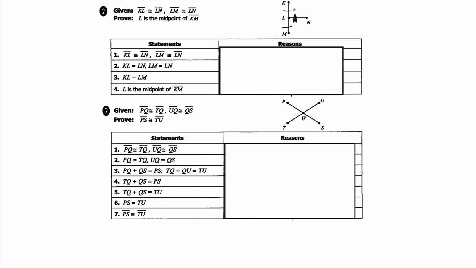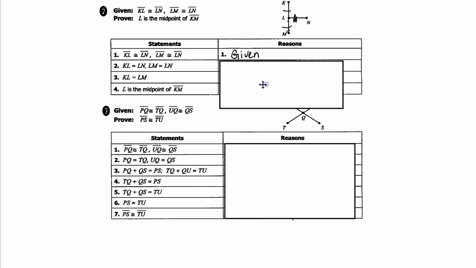It says L is the midpoint of KM. Well, why would L be the midpoint of KM? Well, you see how L is between K and M, and KL is equal to LM? So that means L has to be the midpoint. All right, so first thing, where do we know this from?